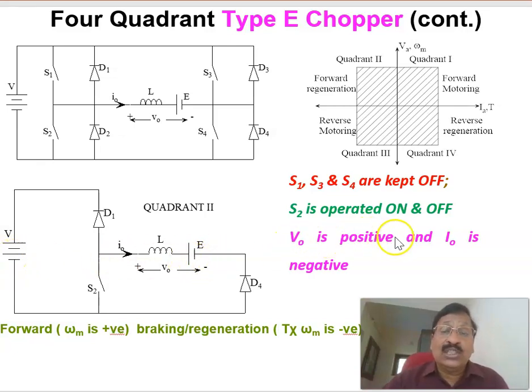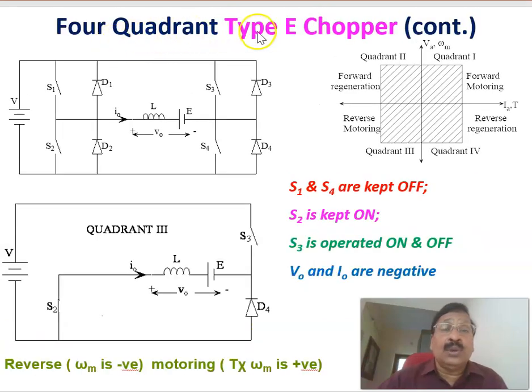Therefore, V0 is positive and I0 is negative. Always the current will be in the direction opposite to this one, and that is why the reverse torque is produced, or braking action is taking place, in the second quadrant. That's called forward regeneration or regenerative braking. That is the second quadrant of operation of the four quadrant class type P chopper. Therefore, in the second quadrant of operation, you can get a reverse torque as well as a positive omega m, and that is why it is called forward regeneration.